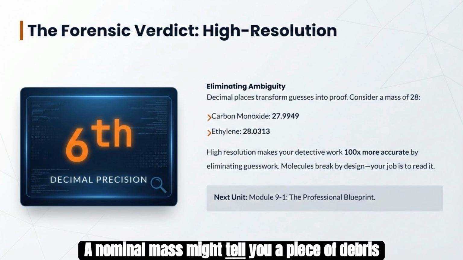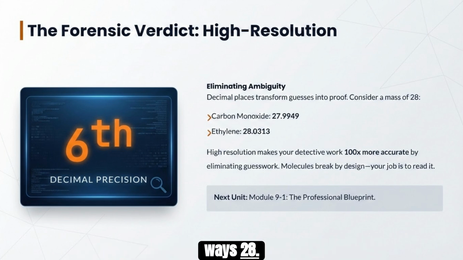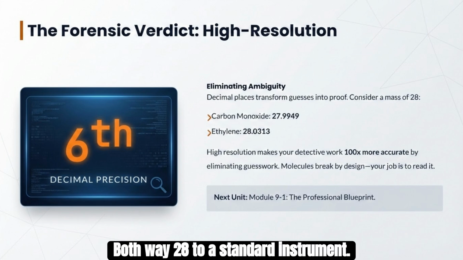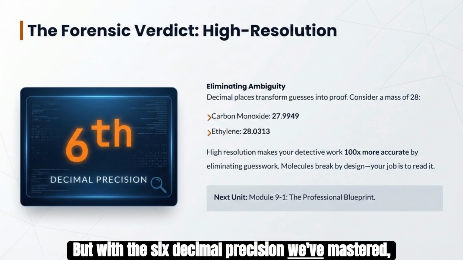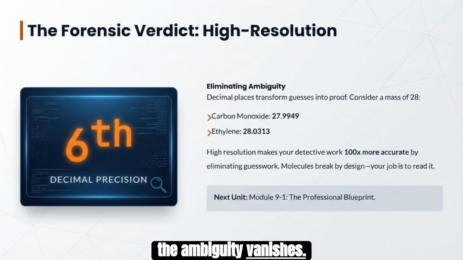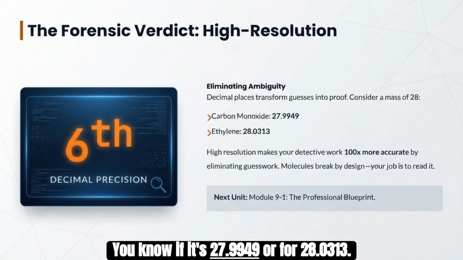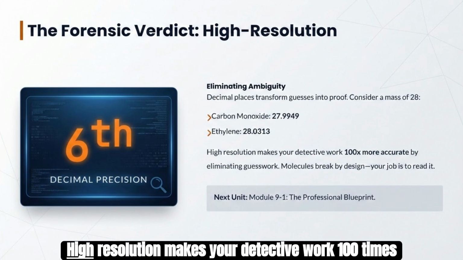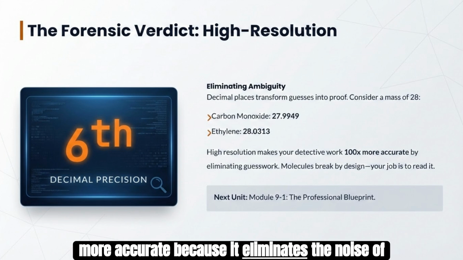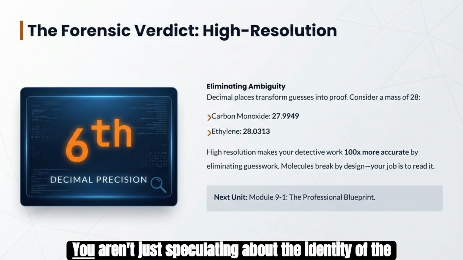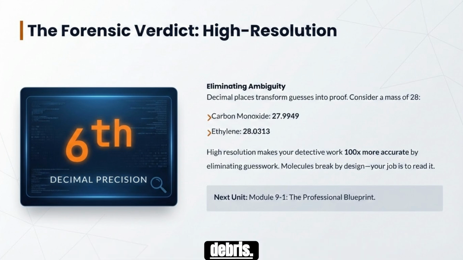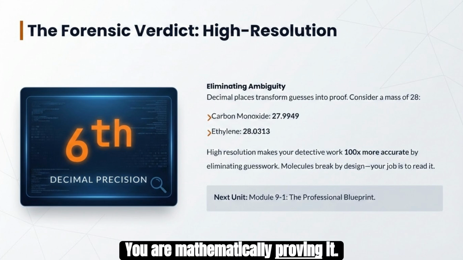A nominal mass might tell you a piece of debris weighs 28. But what is that? Is it carbon monoxide? Or is it ethylene? Both weigh 28 to a standard instrument. But with the decimal precision we've mastered, the ambiguity vanishes. You know if it's 27.9949 or 28.0313. High resolution makes your detective work 100 times more accurate because it eliminates the noise of guessing. You aren't just speculating about the identity of the debris, you are mathematically proving it.